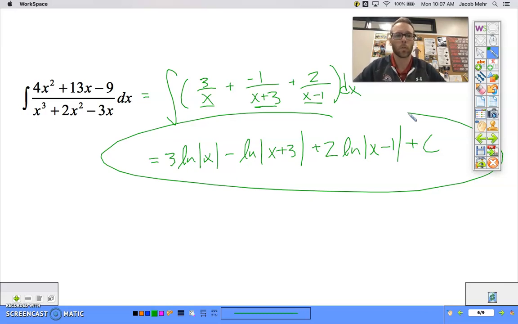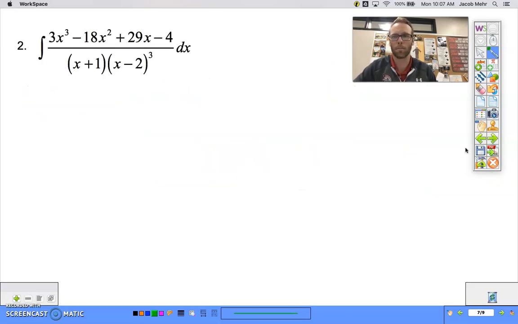All right, let's look at another one. This one might take us a little bit longer, so this might carry over into another follow-up video from this one. Here we go. We have a cubic in the numerator. We have a linear term times a cubic in the denominator. So our degree of the numerator is 3, the degree of the denominator is 4.